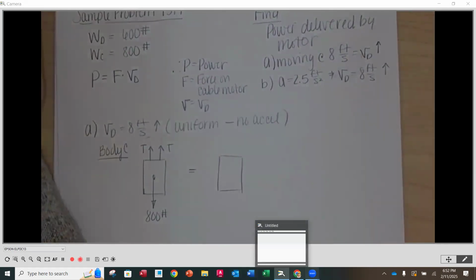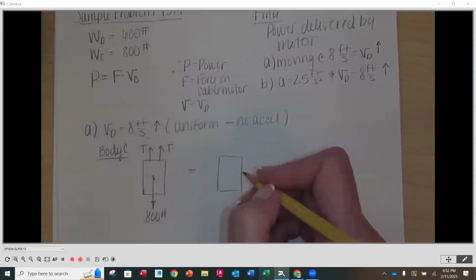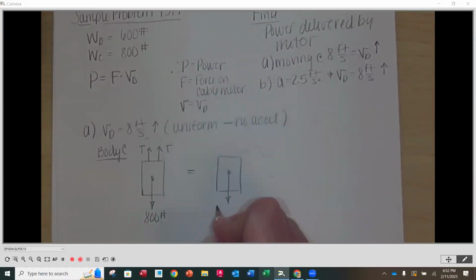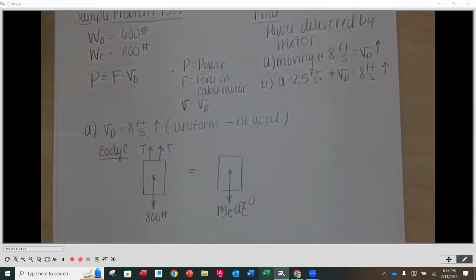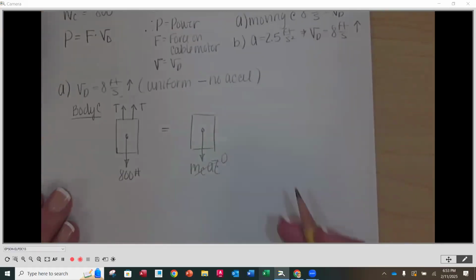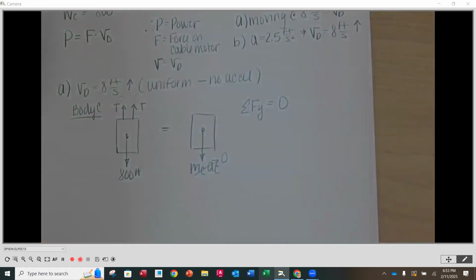Okay. And now let's relook at the mechanism. So we know that D is going to be going up, right? So if we look at how this is connected, if D is going up, what's happening to C? It's going down, right? So we're going to show the mass and the acceleration going down. But because there is no acceleration, acceleration is equal to 0, this is actually going to go to 0. So now when we sum our forces in the y direction, instead of saying it's equal to mass times acceleration of C, we're going to say it's equal to 0.